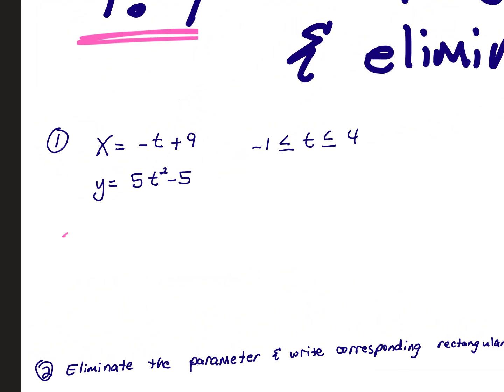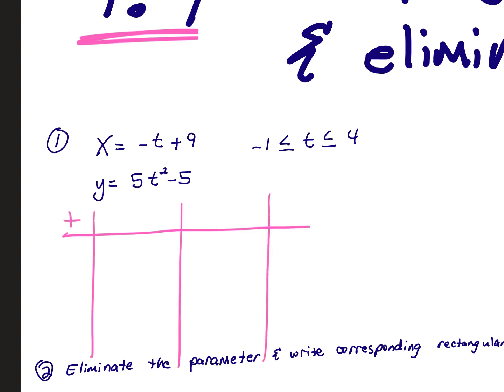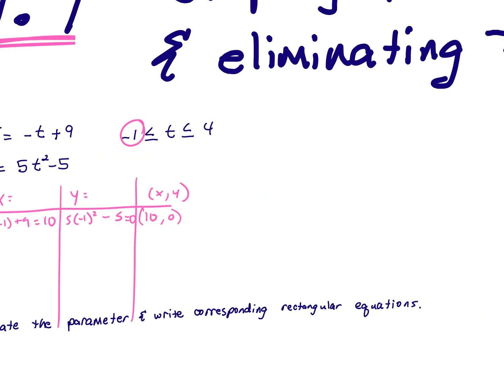So first thing we want to do is graph. We have to plug in t. We're going to find our x value, find the y's, and that gives us points x comma y. So what's the first number I'm going to plug in for t? -1. A lot of people forgot to plug in the first number on the quiz. So we're going to plug in -1. We have -1 plus 9. So that would be 10. And then 5 times -1 squared minus 5 would be 0. So I'm going to graph that.